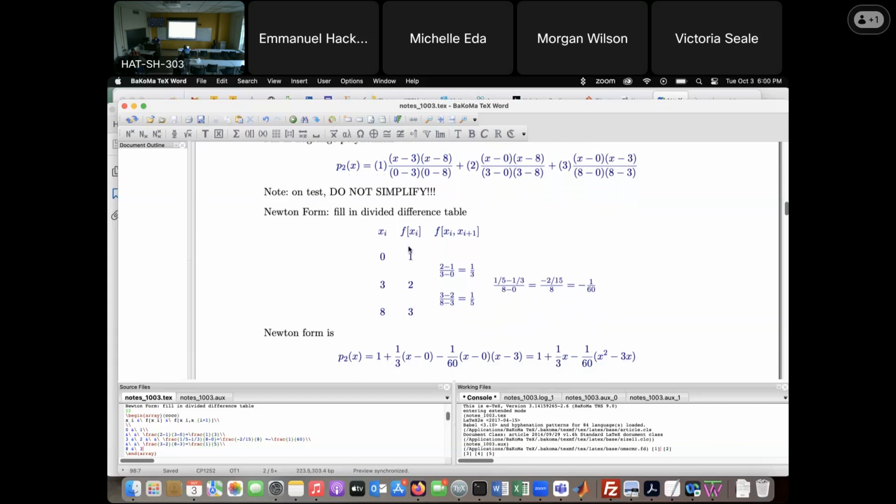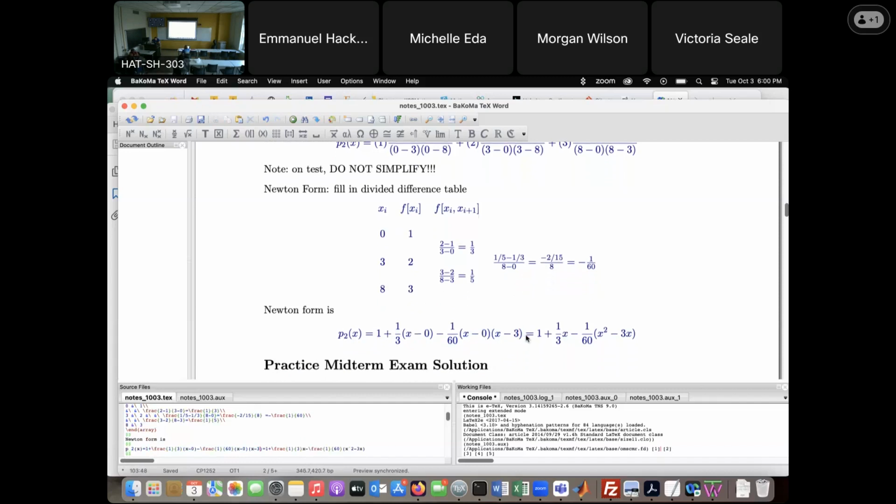So you go across the top row of your divided difference table, where we have 1, 1/3, and minus 1/60. Those are the coefficients in the Newton form. The first coefficient is just by itself, it's just a constant. And then for the next term, you multiply by x minus the first interpolation point, which is 0 in this case. And then you have a minus 1/60 times x minus 0 again, times x minus the second interpolation point, x minus 3. So this right here is the Newton form.